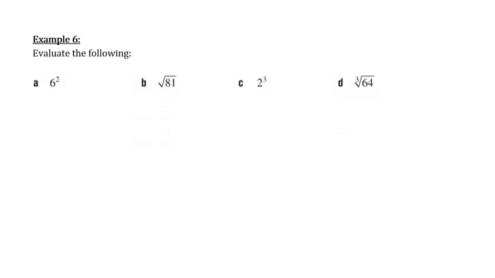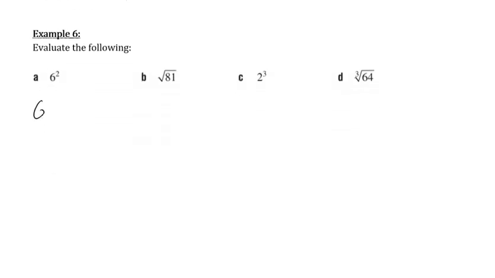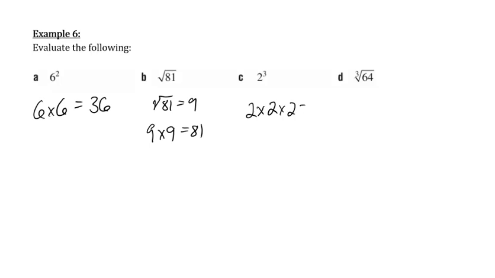Now we evaluate the following. 6 to the power of 2 is 6 times 6, which equals 36. The square root of 81 equals 9, because 9 times 9 equals 81. Yes, there is a button on your calculator that will do that, but that's why it is what it is. 2 to the power of 3 gives us three 2s, which is 8. And that little 3 there means we're dealing with the cube root. So the cube root of 64 is going to be 4, because 4 times 4 is 16, times 4 gives me 64.